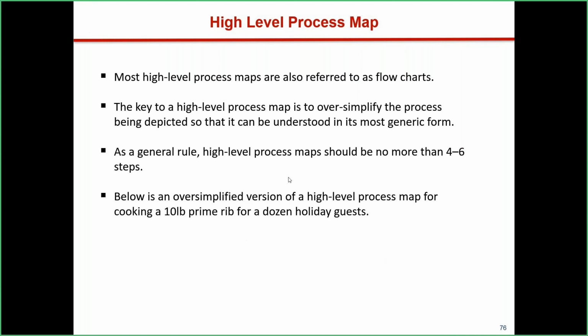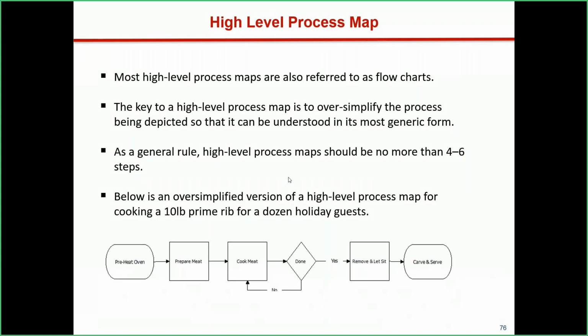Below is an example, an oversimplified high level process map of cooking a 10-pound prime rib for a dozen holiday guests. If you see the symbols, it starts with preheat the oven, prepare the meat, cook the meat. Is it done? No, then cook the meat again. Is it done? Yes. Remove and let it sit, and then carve and serve. So this is a very simple, high level process map.